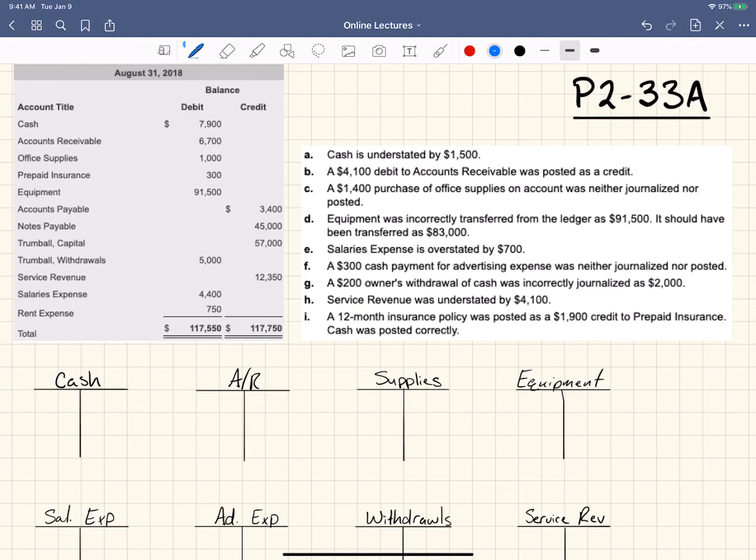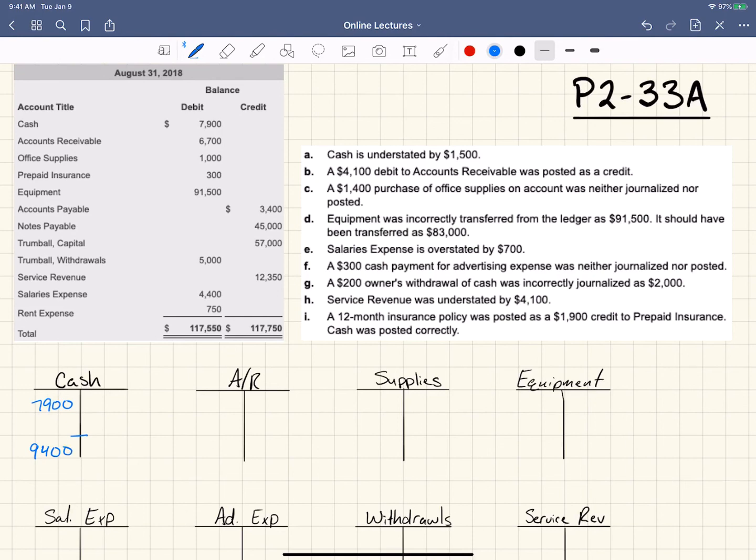Letter A, cash is understated by $1,500. Okay, so the way you'd solve this is you start by, again, moving this cash balance down. So we're going to say the cash balance currently is 7,900. Now, it says it's understated by 1,500. The way I would calculate this then is I would say, well, what should the balance be? It's understated by 1,500. So it should be 7,900 plus 1,500. So it should be 9,400.